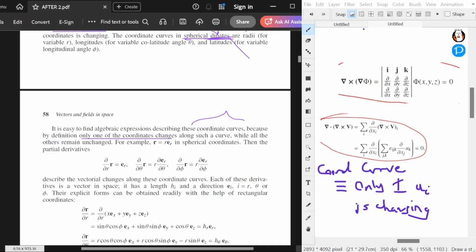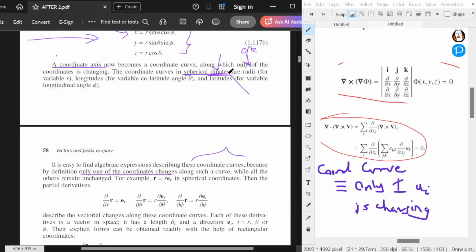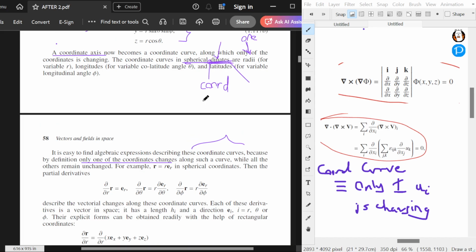Oh, look, this guy is still there. It's an error in the book. Spherical coordinates are radial. Diagonal coordinate. Okay. Thank you, my good sir, my friend. Oh yeah, I don't know how I didn't pick that up. They just missed out chord. The coordinate curves in spherical coordinates are radii, variable r, longitudes. It makes much more sense. I don't know how I didn't see that. Thank you.